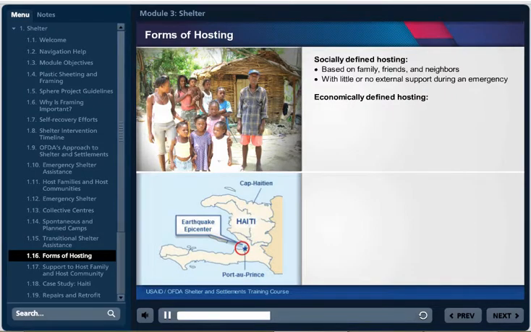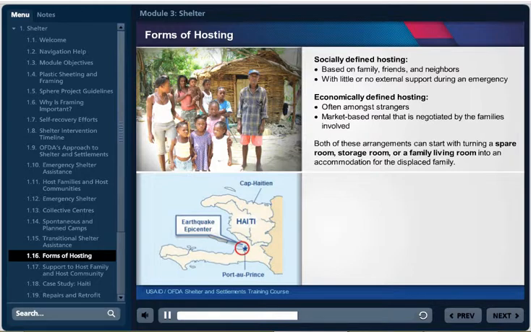Economically defined, hosting is often among strangers and can come in the form of market-based rental that is negotiated by the families involved. Both of these arrangements can start with turning a spare storage room or family living room into accommodation for the displaced family. This can later be upgraded into an extension of a house or construction of a separate unit.